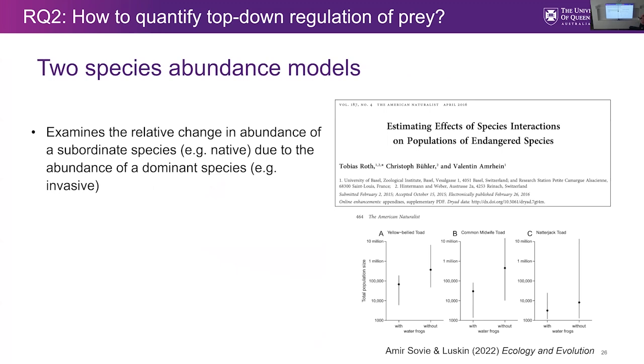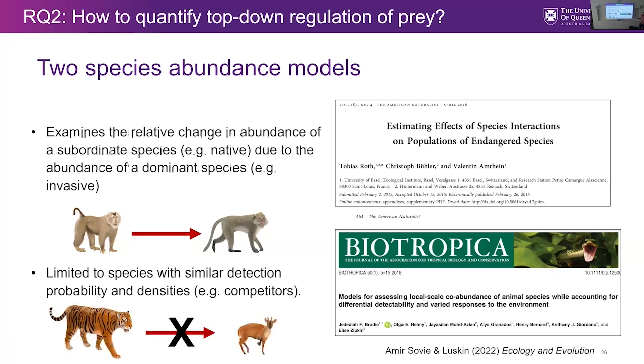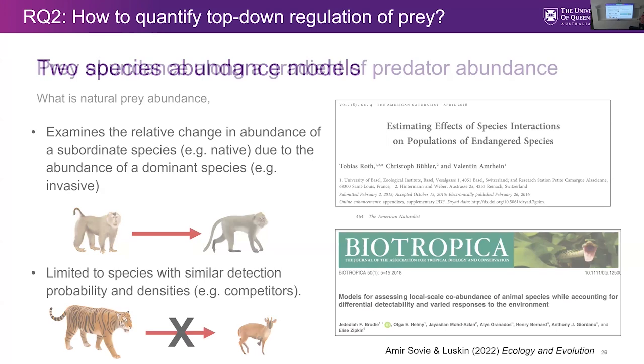These were initially developed to examine the relative change in the abundance of a subordinate species due to the abundance of a dominant species, and were first developed to look at how invasive frogs might suppress native frogs in Europe. Current approaches have been limited to species with similar detection probabilities and densities, like competitors. So if I wanted to apply this to predator and prey models, I needed to overcome past limitations.